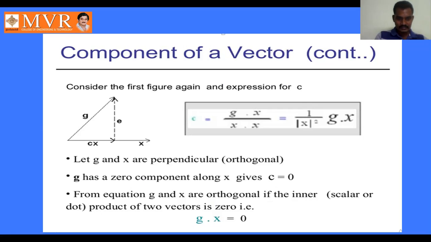From the equation, g and x are orthogonal if the inner product of the two vectors is 0, that is g·x = 0. So g and x being orthogonal means these two are perpendicular to each other, and that is the orthogonality condition. We can say these two vectors are orthogonal. So the condition to satisfy orthogonality is that the dot product g·x is equal to 0.